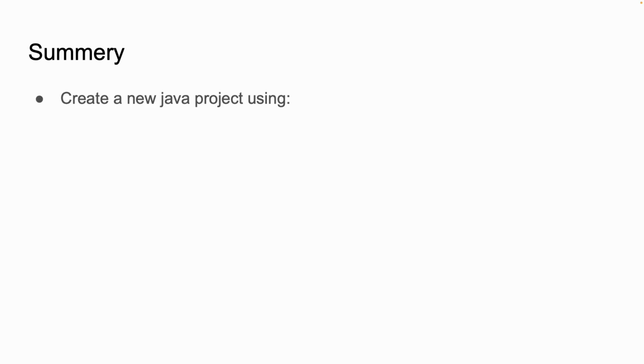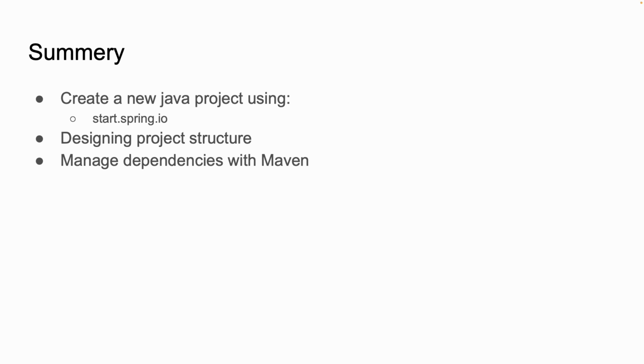Now, in summary, we learned how to create a new Java project using Spring.io, and for that you can go to the website start.spring.io. We learned how to design our project structure before we actually start coding. This is very important for us to understand how we are going to organize our files, and this will help us to better maintain our code in the long term. We also learned how to manage Java or Maven dependencies, and how to use properties to manage dependency versions.